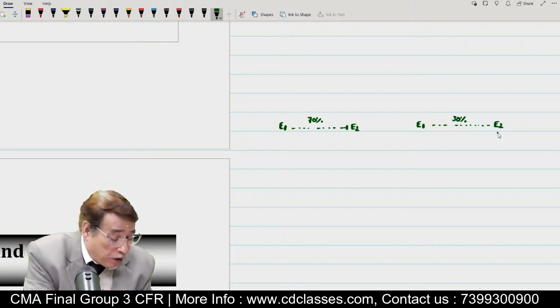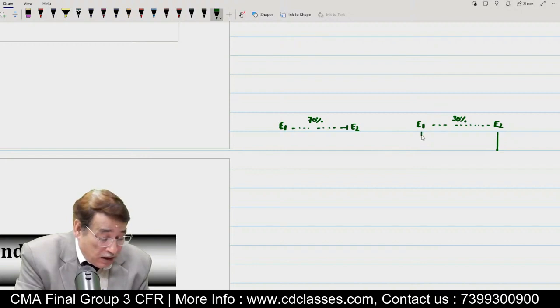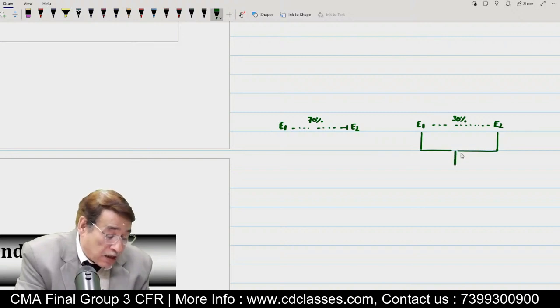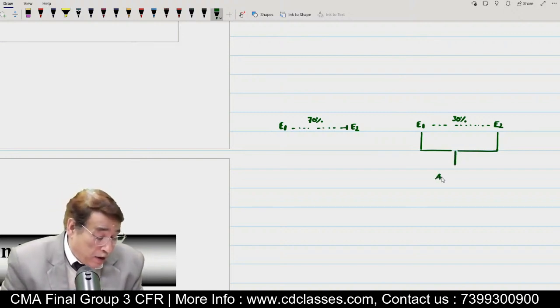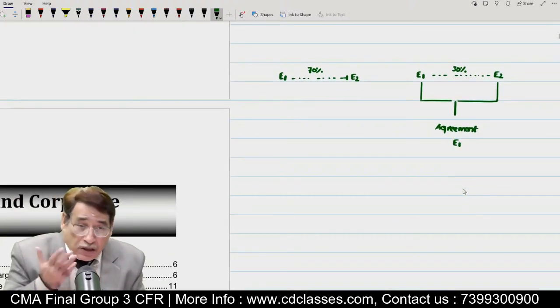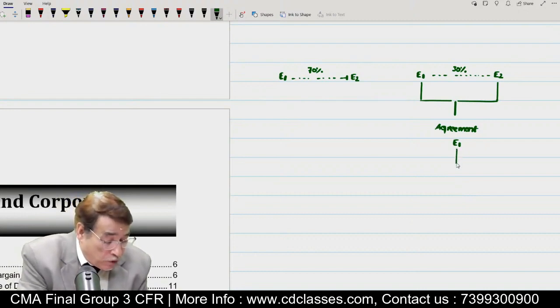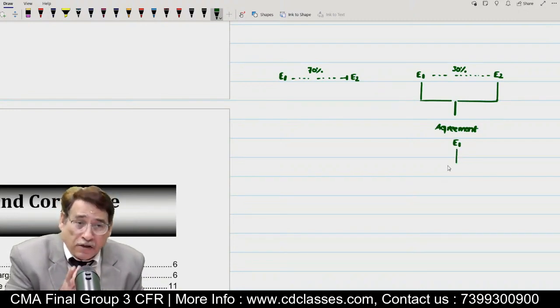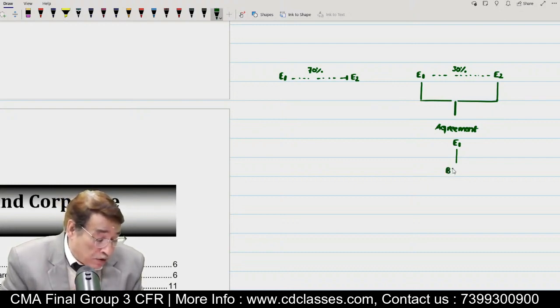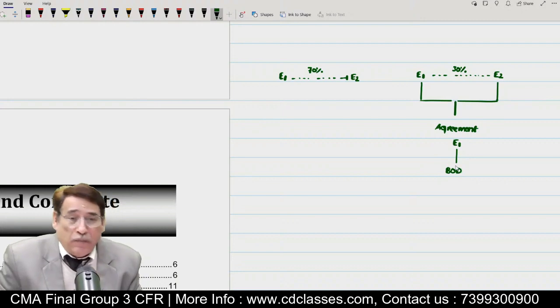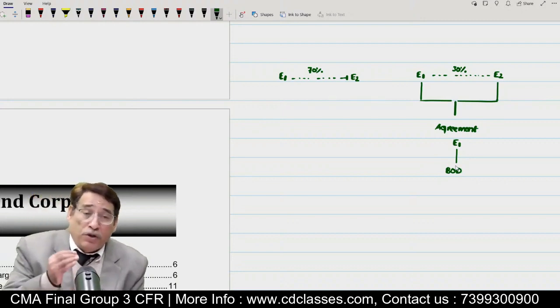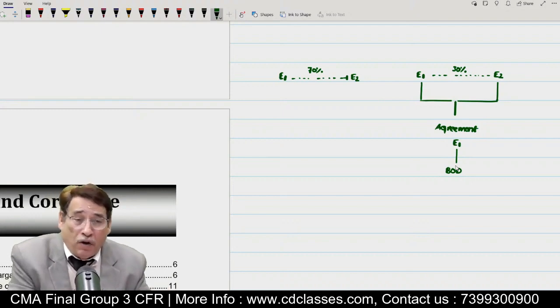Further, there is an agreement between E1 and E2. There is an agreement between E1 and E2. The agreement says that as per the agreement, E1 shall be responsible for constituting the board of directors. Correct? E1 shall have the right to constitute or compose the board of directors of this entity.